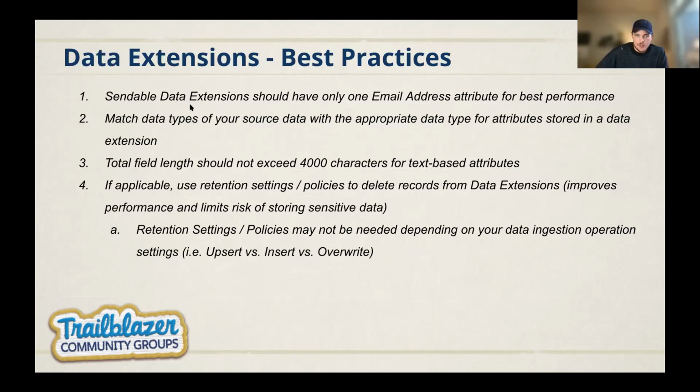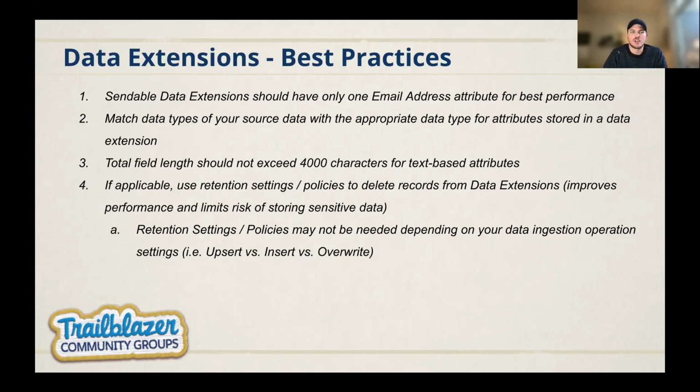So for sendable data extensions, you really only want to have one email address, or try to have one email address on those data extensions where possible. And this is going to improve performance as well as limit the amount of additional contacts that might get added to Marketing Cloud. And I mention that because if you're familiar with Journey Builder, in Journey Builder settings, if you're using a data extension that's sendable, you have to define which email is going to be used in that journey. And if you have multiple email addresses, sometimes that can make the relationship between the email address that's being used for that journey and the contact key, which we'll talk about more in a second here, it can be duplicative.